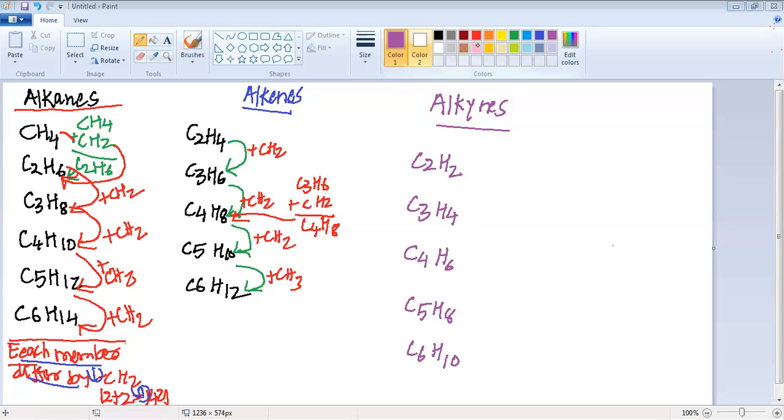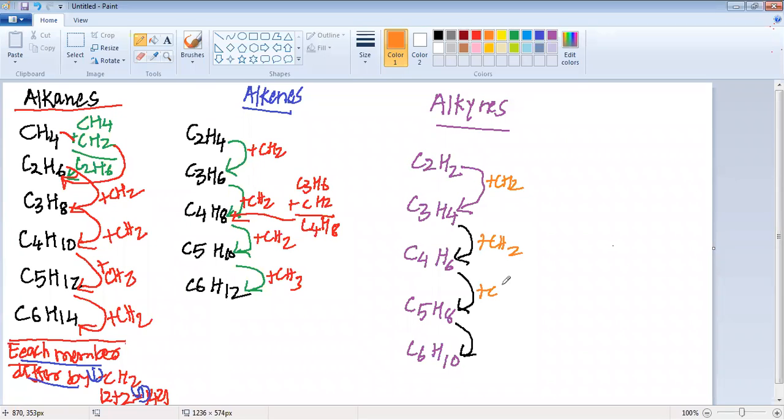Now let us try to see them. If you want to convert each member, you can do it by just adding CH2. When you add CH2, you get the next member. Let us take the example of C4H6. When you take the example of C4H6, you add CH2, you get H8 and C5, and this is your C5H8.